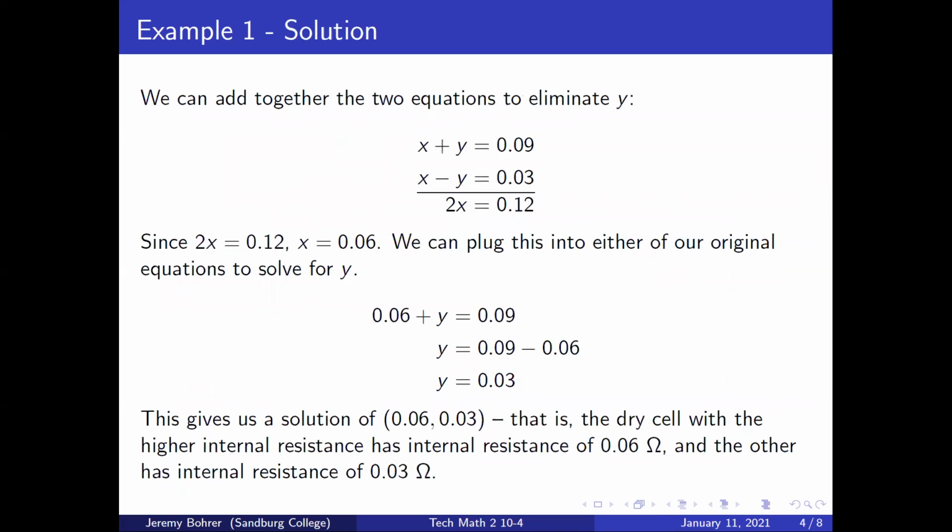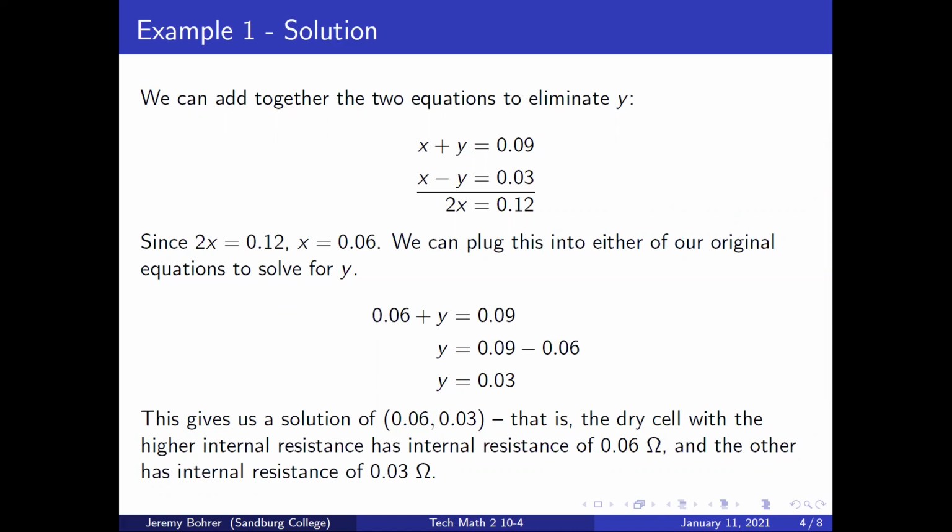We can add together the two equations to eliminate Y. X plus Y equals 0.09, X minus Y equals 0.03. Adding these together, X plus X is 2X, Y minus Y is 0, and 0.09 plus 0.03 is 0.12. Since 2X equals 0.12, X equals 0.06.